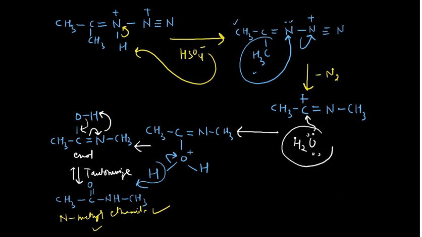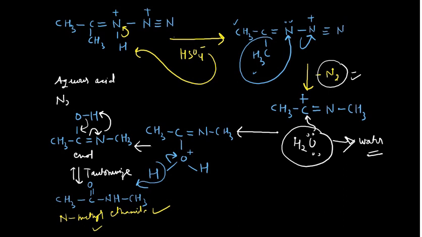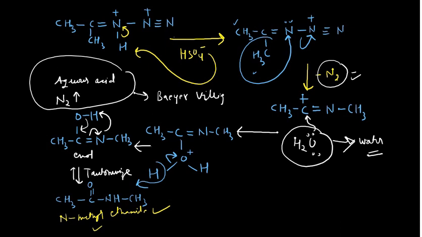I have used water in that case, and I have removed nitrogen in that case. So whenever you are doing this Schmidt reaction and you are using the aqueous acid, so I can write aqueous acid here, this is aqueous acid, and you are removing nitrogen. So this pathway basically is known as the Baeyer-Villiger type reaction or Baeyer-Villiger pathway.